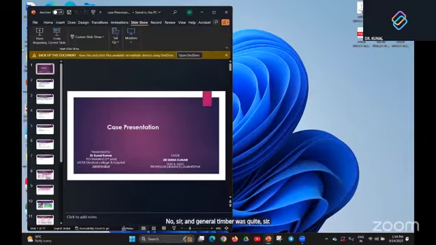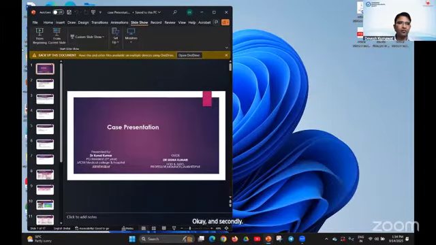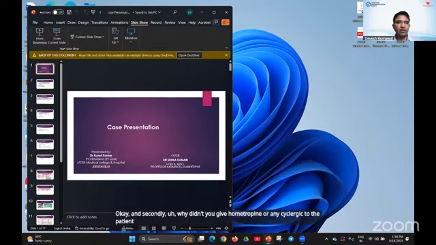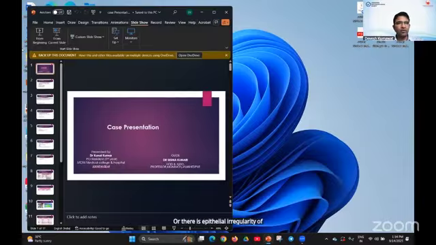Nothing significant seen. Okay. And secondly, why didn't you give homatropine or any cycloplegic to the patient if there is keratitis or epithelial irregularity to the extent you have shown in the fluorescein staining? It's always a better idea to give a cycloplegic also to the patient. Okay. Thank you.